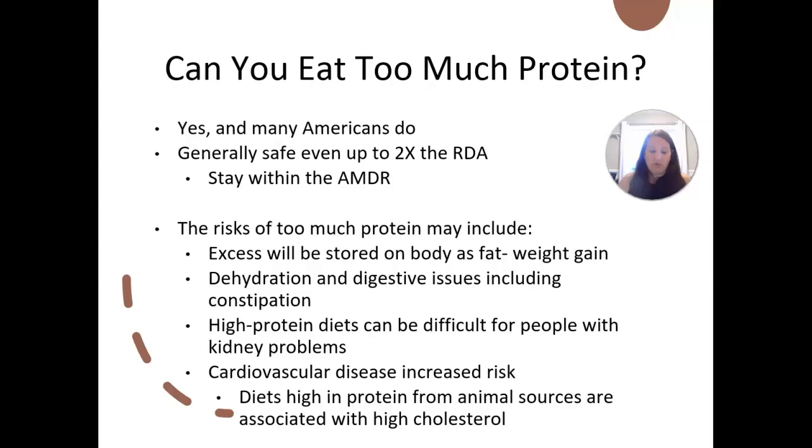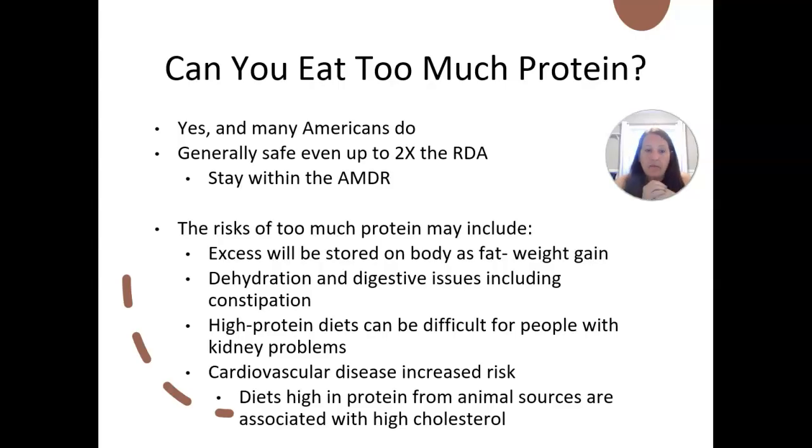So, can you eat too much protein? Yeah, you can. And Americans tend to eat more protein. Generally, you're safe, even up to 2 times the RDA. So you could take your weight in kilograms times 1.6, which would be 2 times the RDA, and you would still fall within the AMDR of 10 to 35%. You don't want to exceed 35%.